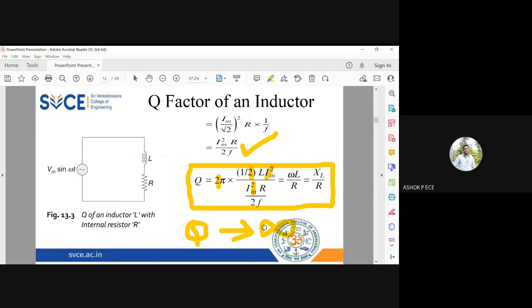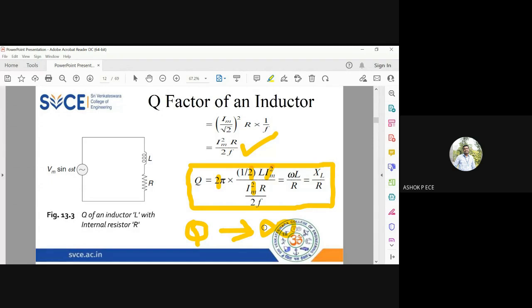And this quality factor depends on what frequency you are operating. See, the omega term is coming there, right? So it is a frequency dependent term. So at whatever frequency you are operating the inductor, at that frequency the quality factor has to be found. That will help to find whether that inductor will work properly at that particular frequency or not. Okay, so Q factor is not a constant term. Q factor is a frequency dependent term.